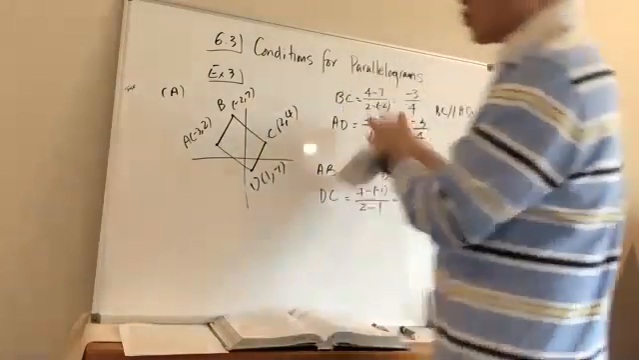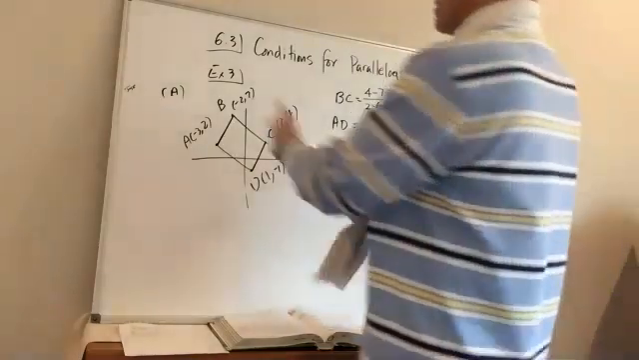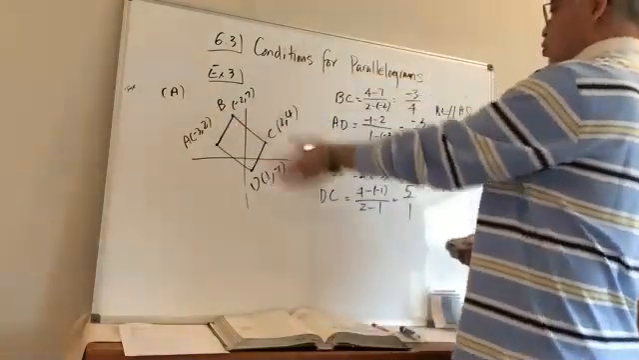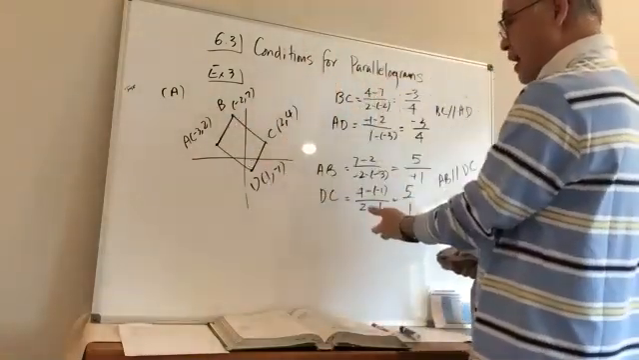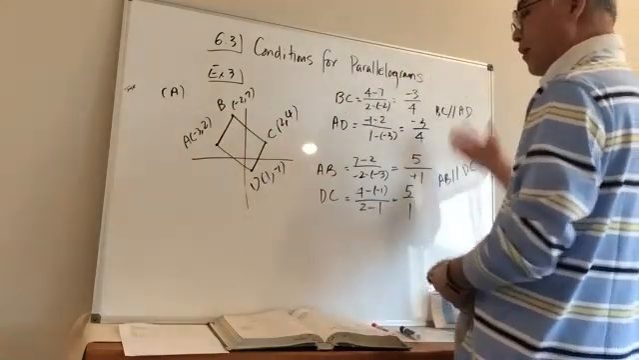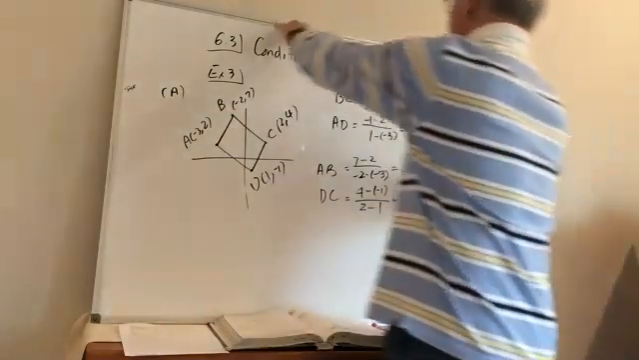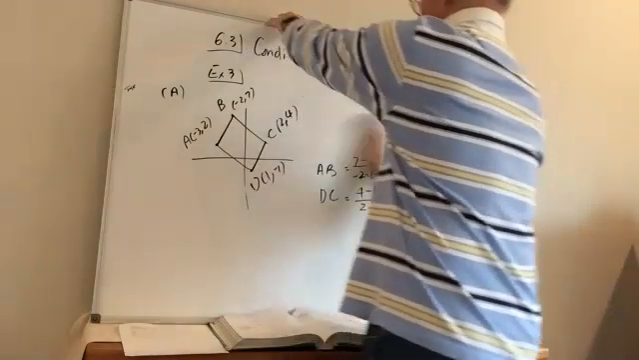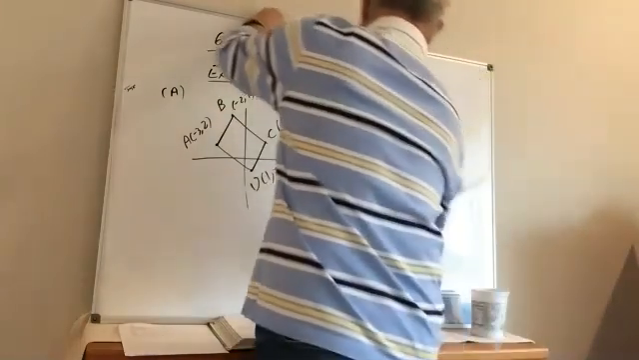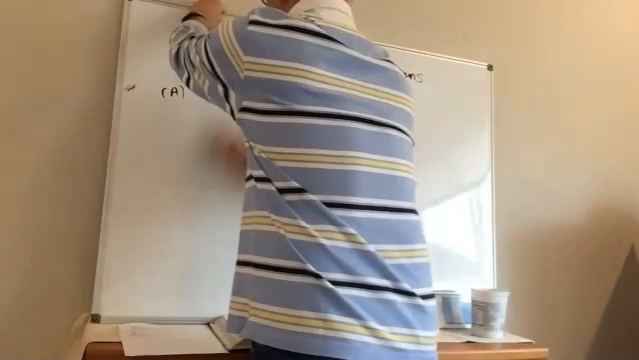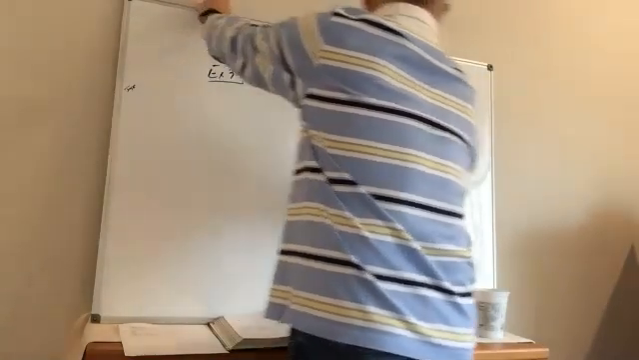So it was a little bit drawn out. You just had to do the same slope equation 4 separate times and compare them to make sure that they are parallel. Okay? All right. So that's that. That's A. Now let's see if we can do B.